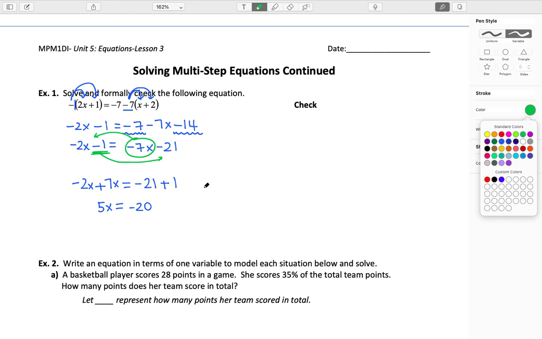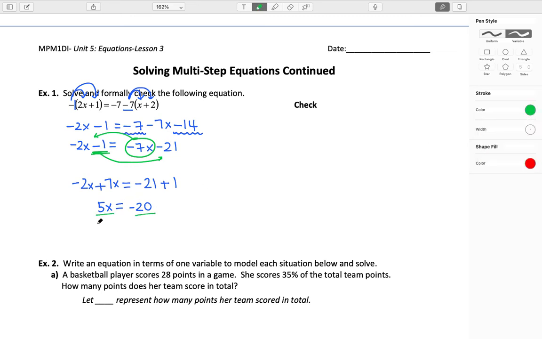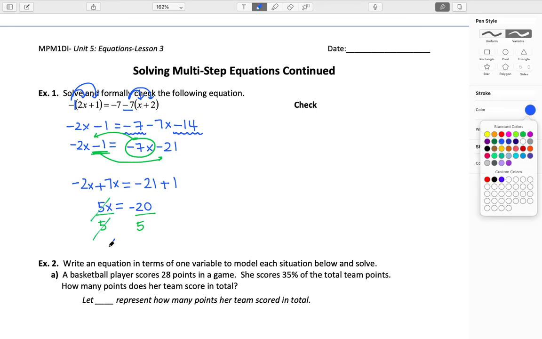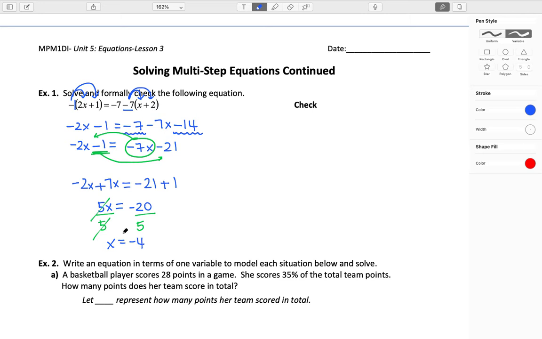Now, what's in front of x? 5. Whatever is in front of x, we divide completely by that number. So therefore, x is equal to -4.